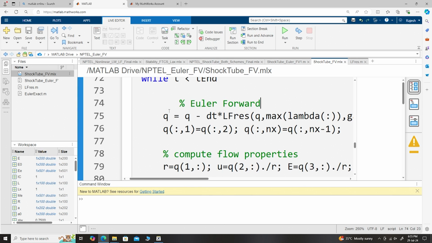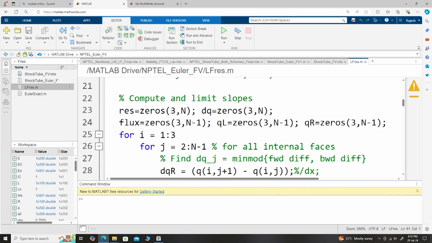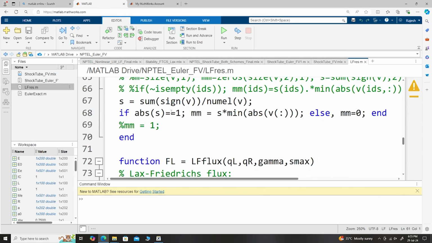Basically, (q minus q naught) by delta t is equal to the residue. So, calculate the residue and just multiply by delta t and subtract from the older value. Right. Now, the main trick is to look at the residue. So, first look at the residue function.